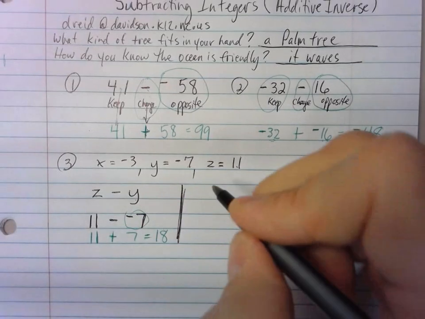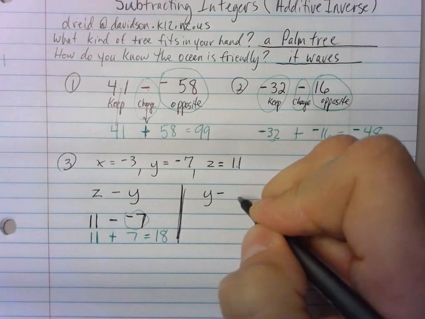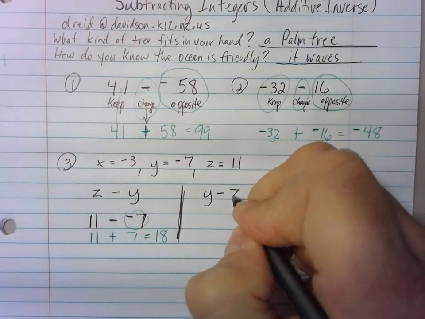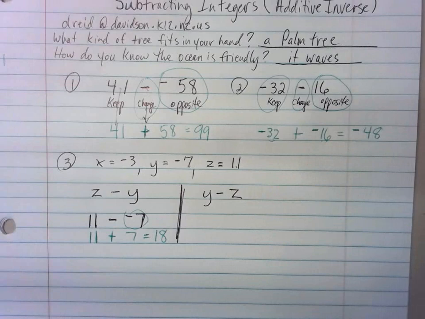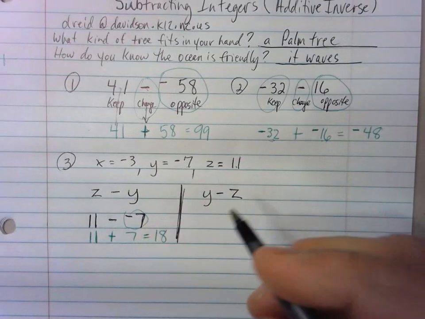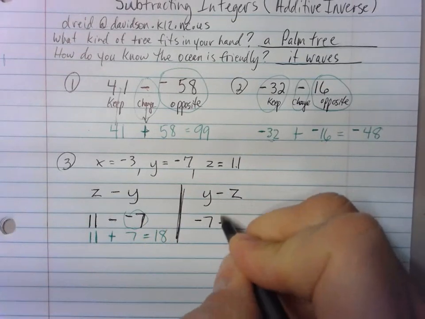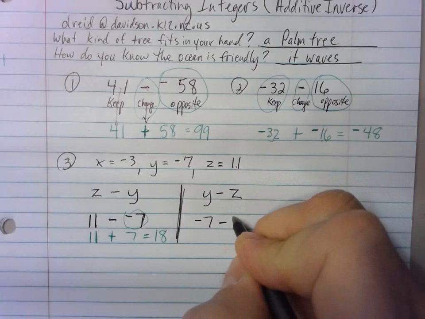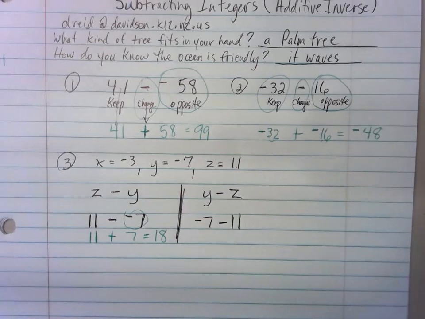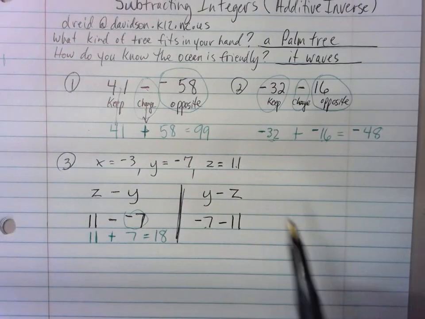Alright, let's do another one. Let's say we have Y minus Z. Okay, Y minus Z. So look up here and say, okay, Y is negative 7. Keep that subtract sign for the time being. Okay, Z is 11. So my original problem is negative 7 minus 11. Okay, negative 7 for Y, 11 for Z.